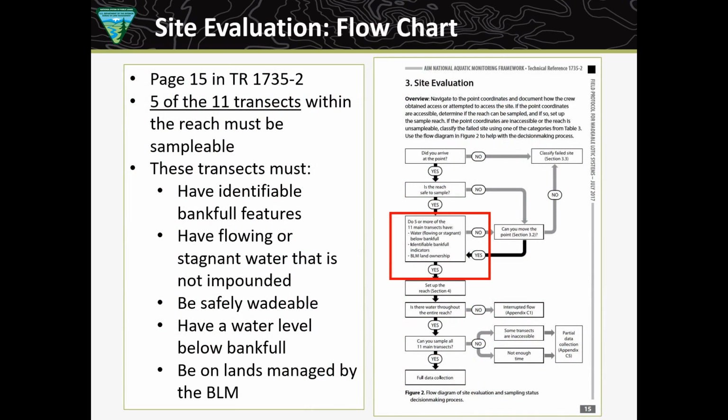The next step is to determine if the site meets the sampleability criteria. To sample an Aquatic AIM site, 5 of the 11 transects within a reach must be sampleable. These 5 transects, which do not have to be in consecutive order, must have identifiable bankfull features, have flowing or stagnant water that is not impounded, be safely wadable, have water flowing below bankfull, and be situated on BLM land. If a site does not meet these criteria, it may have to be rejected.